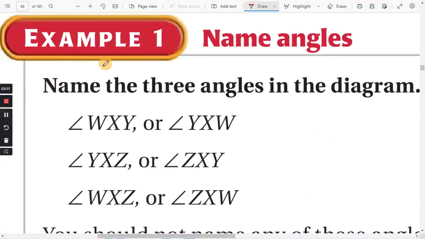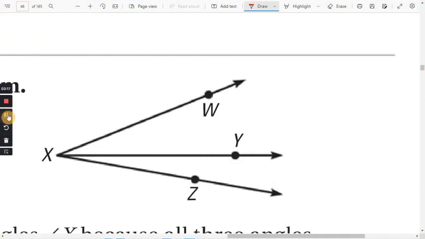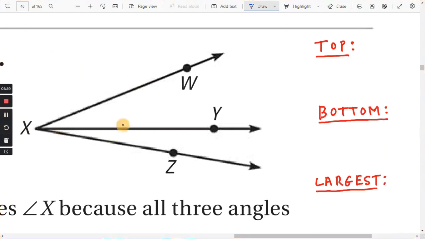So let's try example 1. Name the three angles in the diagram. Using this diagram, and three letters at a time, see if you can name the angle on the top. Then see if you can name the angle on the bottom. And then see if you can name the largest angle, this whole thing right here. Three letters at a time for each one.